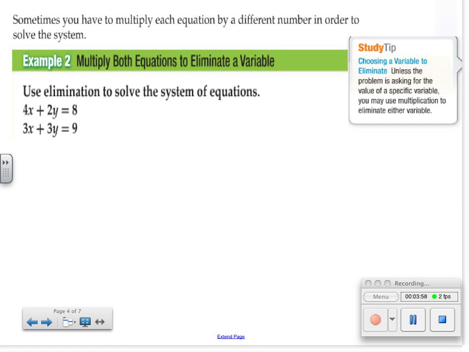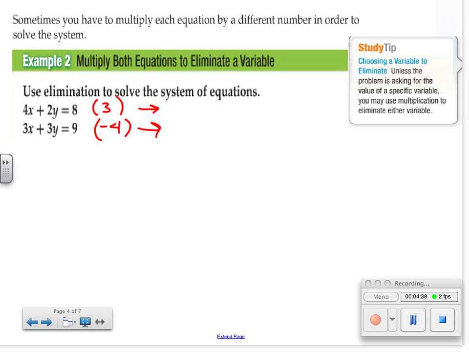Okay, there he goes. All right, sometimes you have to multiply each equation by a different number in order to solve the system of equations. Sometimes you're going to have to multiply one of them by one number and one of them by the other. Well, if we look at this equation, 4x plus 2y equals 8 and 3x plus 3y equals 9, I realize that 4 and 3 both have a 12 in common, right? So we could multiply this one by 3, and we could multiply this one by -4, okay?